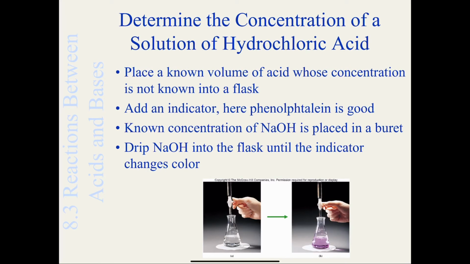To recap, the determination of the concentration of a solution of hydrochloric acid using titration, you would start by placing a known volume of your acid, in this case hydrochloric acid, into an Erlenmeyer flask, and of course you don't know the concentration of that hydrochloric acid. That's the whole point of the titration. Then you would add an indicator, and we discussed why phenolphthalein is a good choice in the titration of a strong acid like hydrochloric acid with a strong base like sodium hydroxide. Now of course you know the concentration of that sodium hydroxide. You put that in the buret and you start dripping the sodium hydroxide into the flask until the indicator changes color.